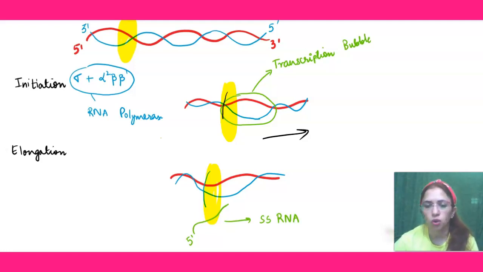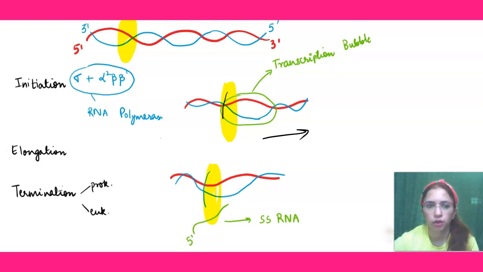Now once all the bases are read from the transcription bubble, that means the transcription process is almost done. So the last step that is going to happen now is termination. Termination means the end of transcription, because whatever was required has already been done now. Now, transcription termination in prokaryotes is different from eukaryotes.